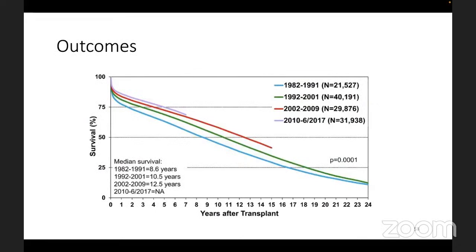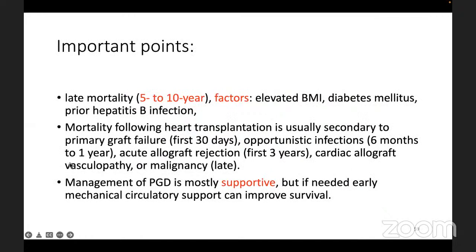Also, I think my colleague previously described the changes here, you can see the survival and outcomes post-transplant. Basically, the take-home message from the slide is that the survival rate is increasing over time as there are more advances in immune suppression and patient care. So from 8.6 years in the 90s to 12.5 years in 2009.